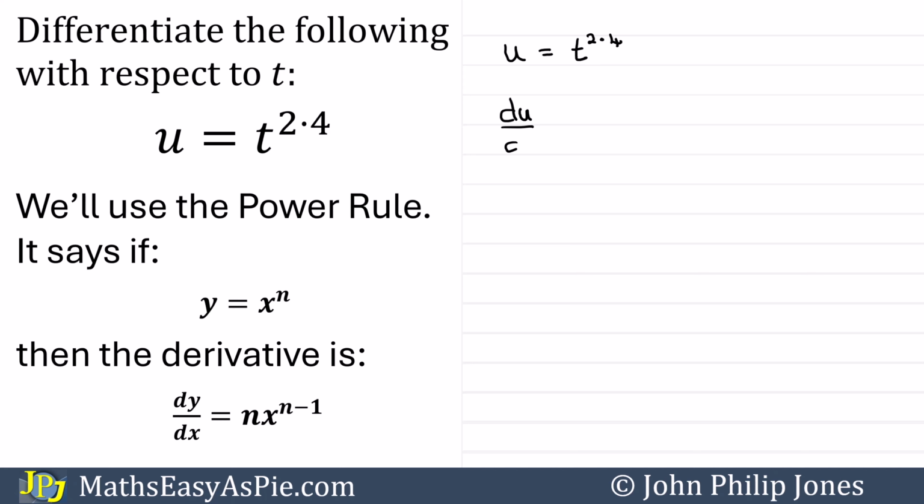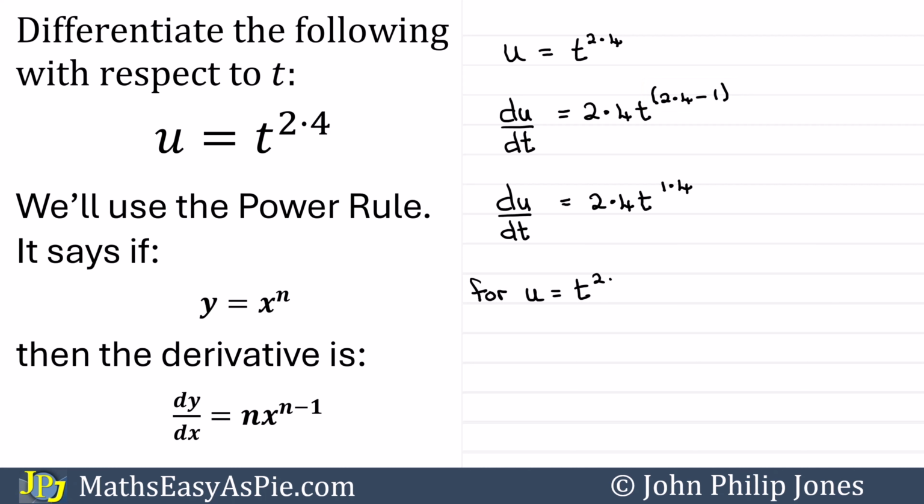du/dt equals 2.4, which is the power brought down, multiplied by t to the power (2.4 minus 1). And you can see I've put that in brackets to make it clear. We can then write du/dt equals 2.4 t to the 1.4. Now the 1.4 has come from this calculation. For u equals t to the 2.4, we can say that du/dt equals 2.4 t to the power 1.4.